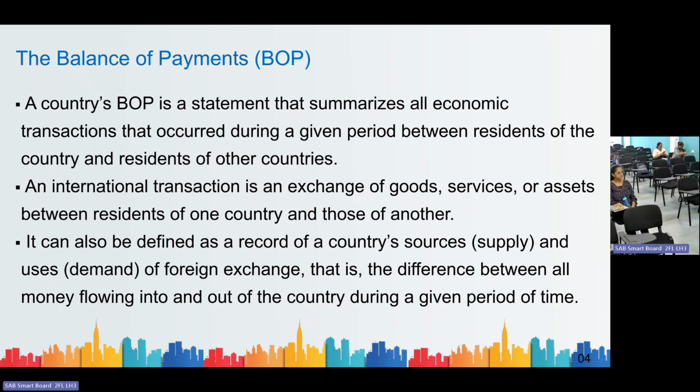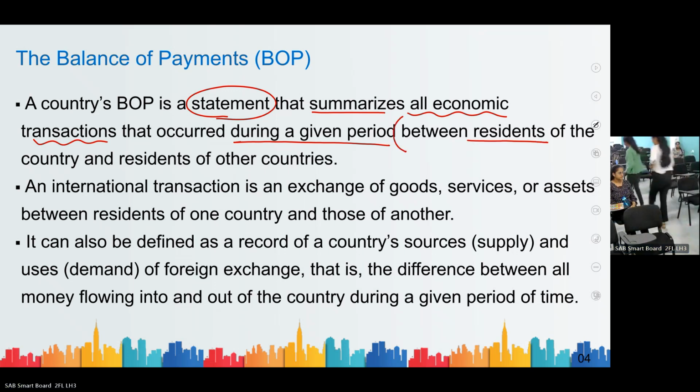So let's see what it means by balance of payment. Balance of payment is a statement, and it summarizes all economic transactions during a period, usually 1 year. It summarizes all economic transactions that occur between residents and non-residents.